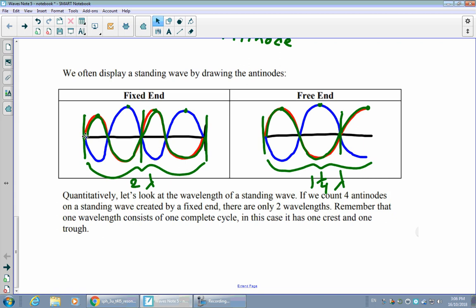So again, we draw out standing wave patterns. We see how many different antinodes we observe, and we can try and use that then to figure out how many full wavelengths have been set up, and try and use that with some of our other things related to waves to try and understand the motion more generally.